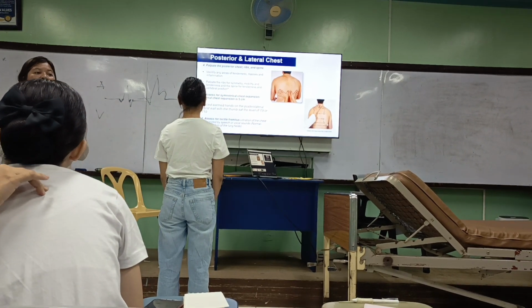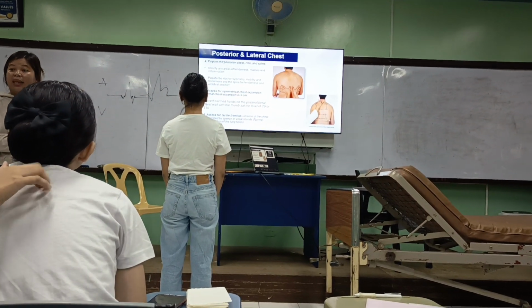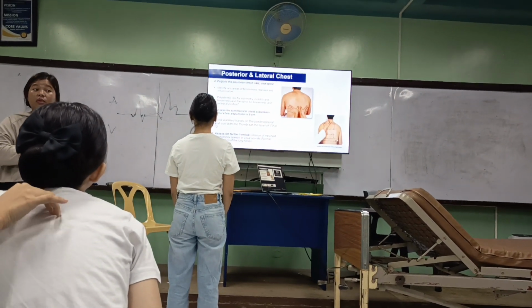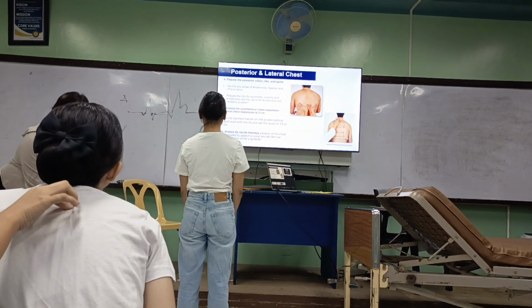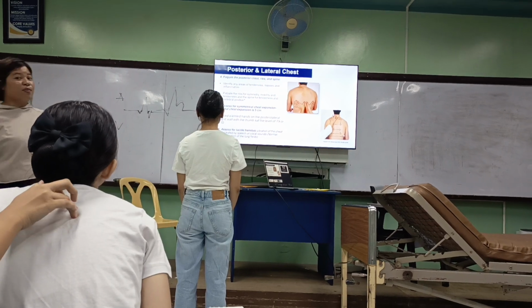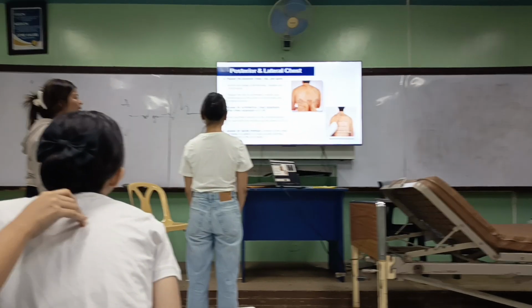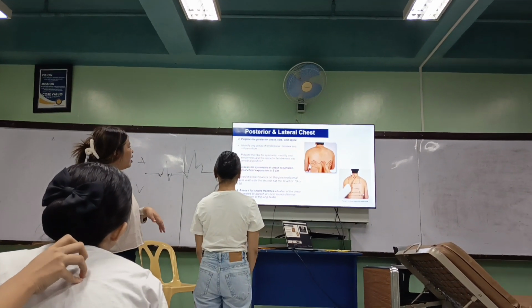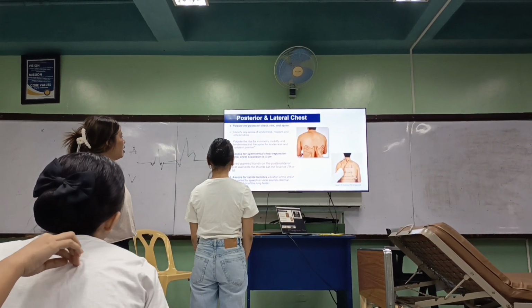For mobility, how could we check for the mobility of your spine? Range of motion, ROM. So, you ask your patient to flex and bend. Also, you can do this one for checking the mobility. Also, we check for the tenderness and pain of the spine, or tenderness for the vertebral position.